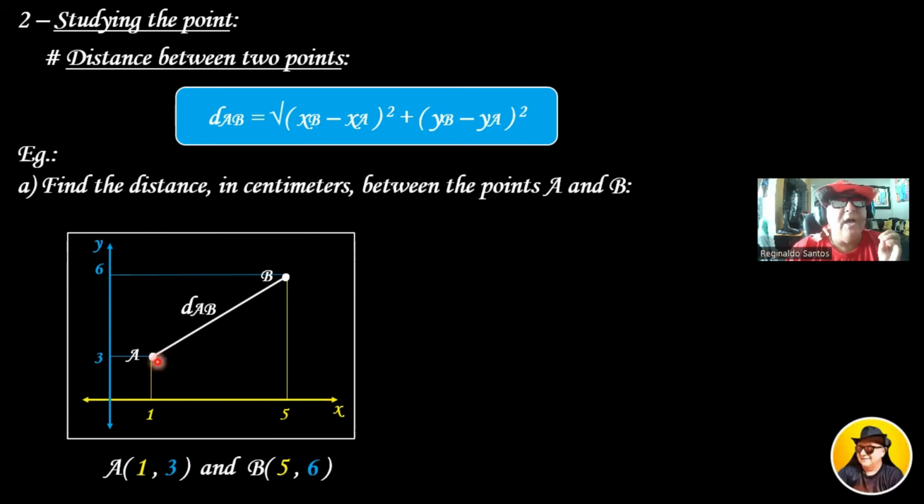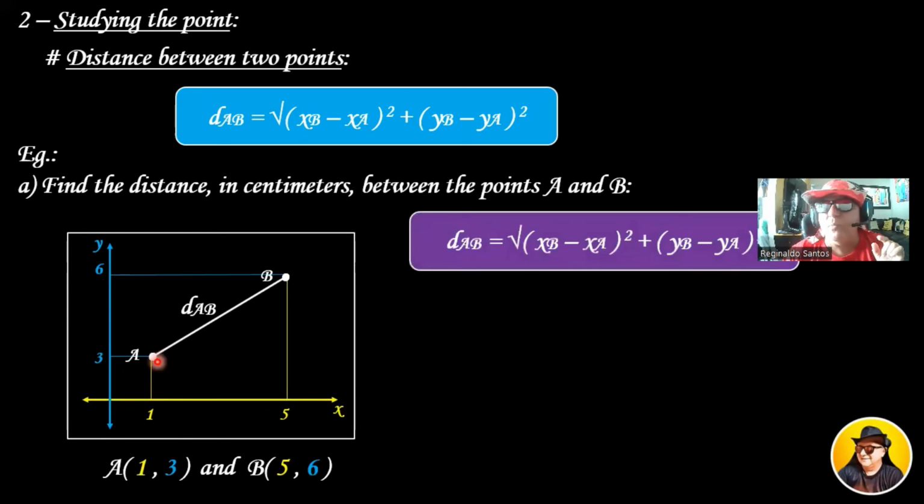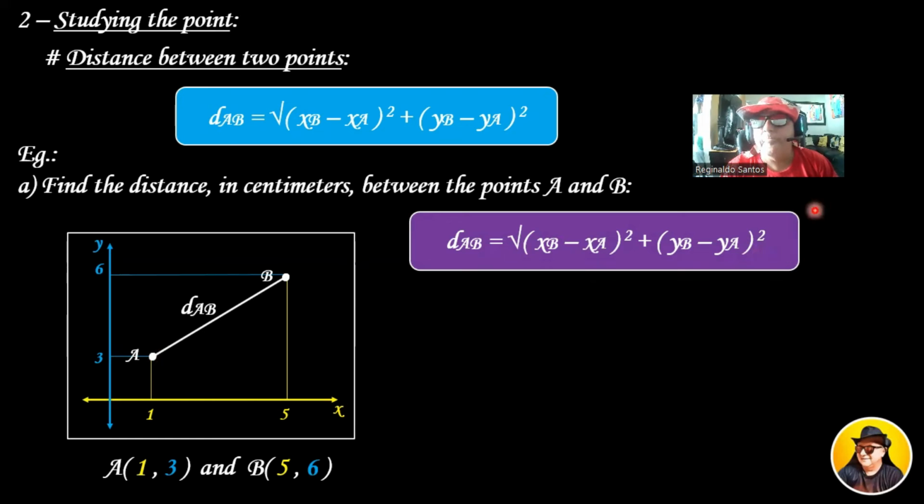Now let's plug these values into that formula. Let's rewrite the formula right here. Now let's plug the values of points A and B into that formula. So now we have the distance between A and B is the square root of (5 minus 1) squared plus (6 minus 3) squared.